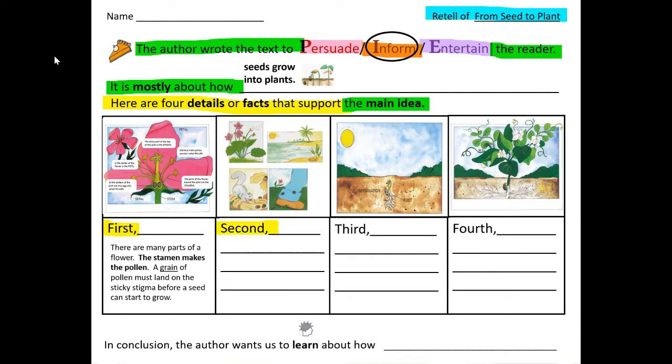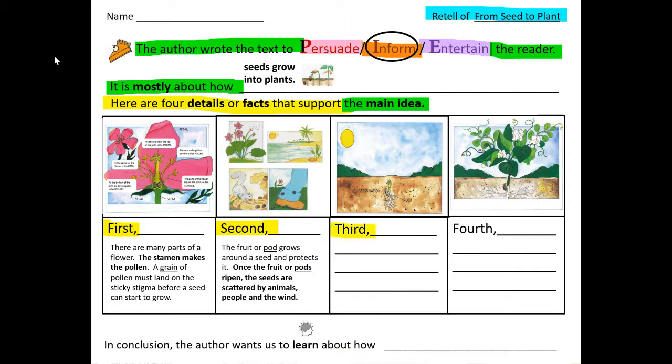Second, how do seeds travel, how do seeds go from place to place? Well, the fruit or pod grows around the seed and protects it. Once the fruit or pods ripen, the seeds are scattered by animals, people, and the wind. And I forgot to add, they are also scattered by water because seeds may float in rivers, ponds, and lakes.